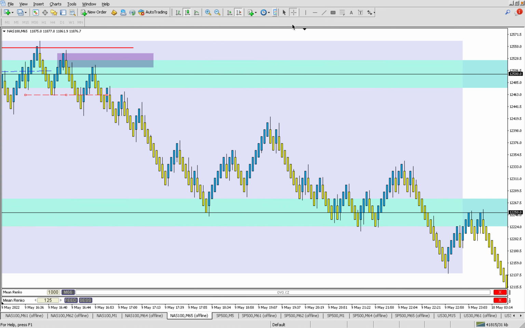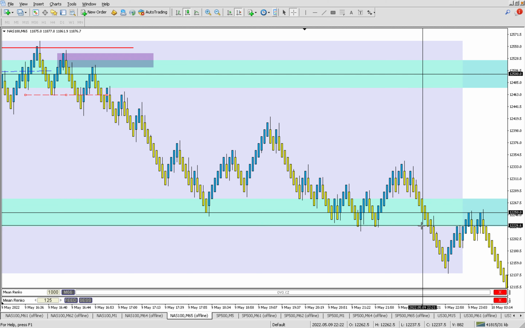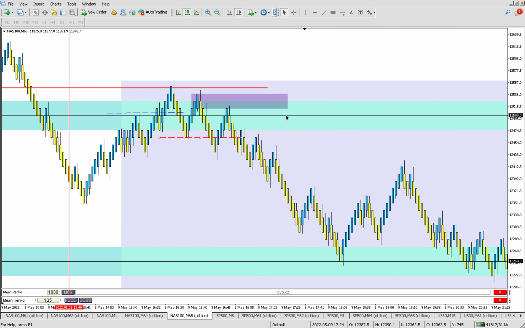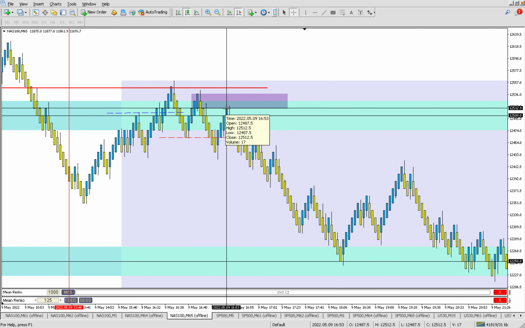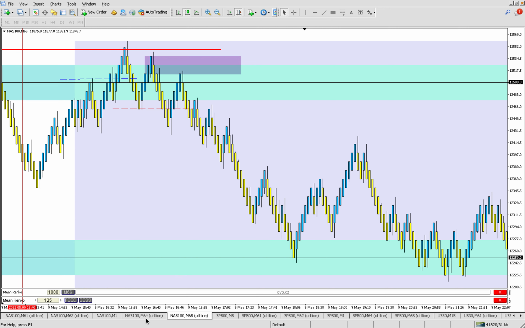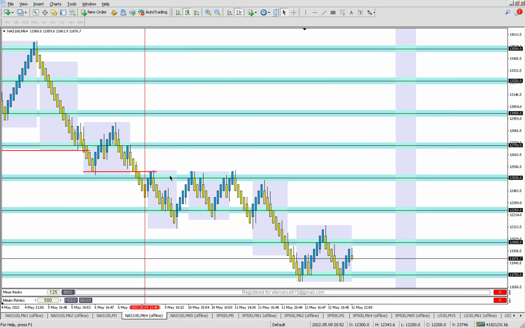Granted, it continued to drop later in the day. This is towards the end of the day, I believe around 2 o'clock ish, and it continued to do its thing. But that's how you got your first position. You definitely would have had to wait for this to form, but that entry would have come around 8:53. So not bad.